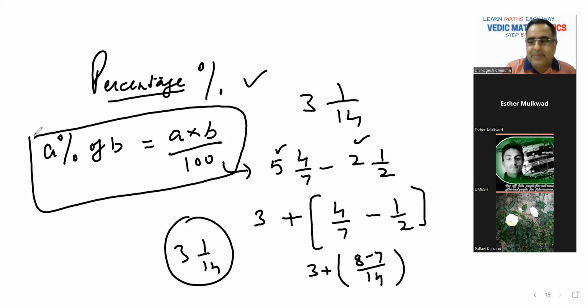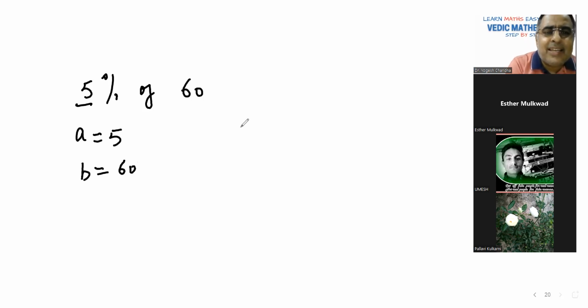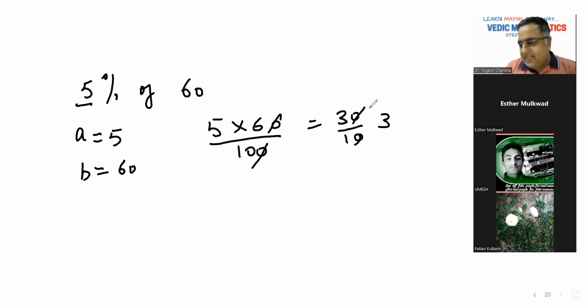I'll give you one example. 5% of, see, first I'll give you a simple example, 60. Because this you can calculate, it should come out to be 3. Right. So how we do it? So A is 5. B is your 60. So 5 into 60 divided by 100. So 30 divided by 10, that means 3. Right.